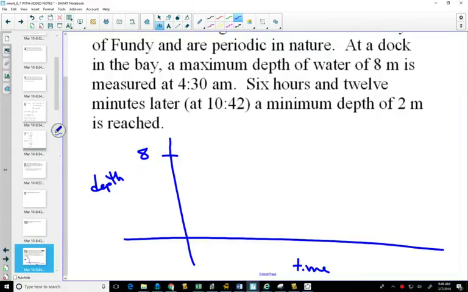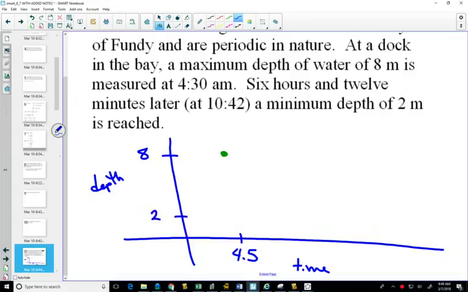And if I'm marking 4:30, those 2 little dots are not very easy to put into your calculator. What should I put for 4:30? 4.5. And how did you decide on 0.5? 30 minutes is half an hour, so 30 out of 60 is 0.5. And so I have one data point right here. That's my maximum. 6 hours and 12 minutes later, at 10:42, I have a minimum of 2 meters.